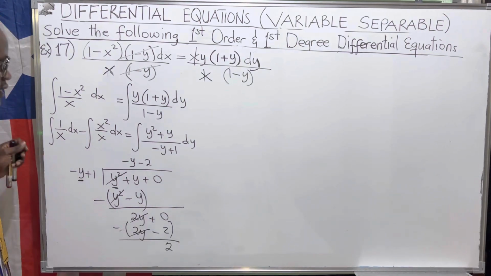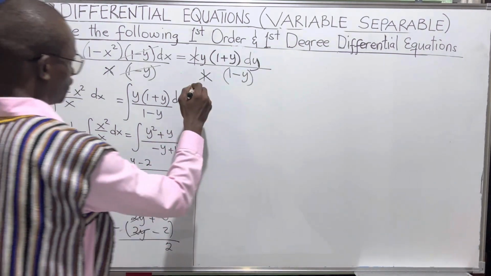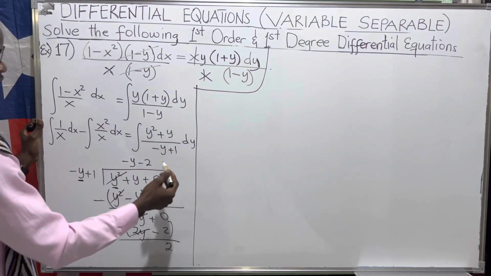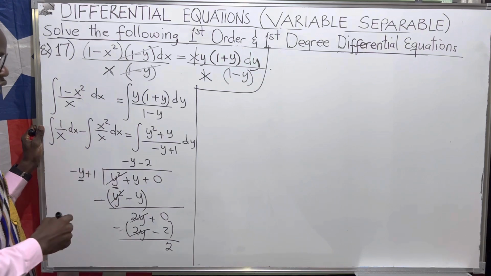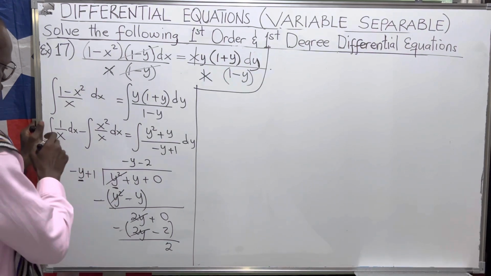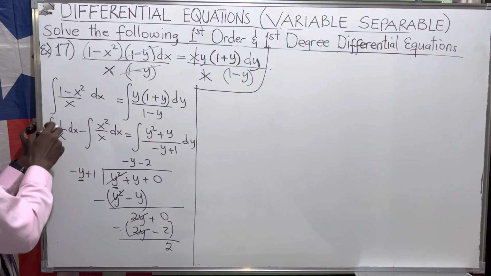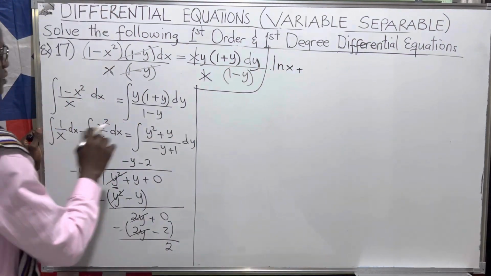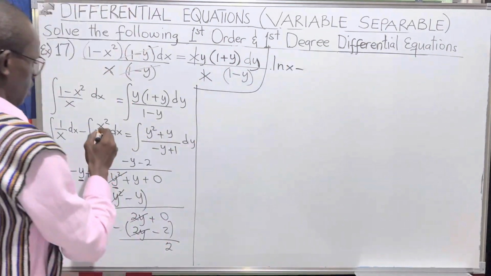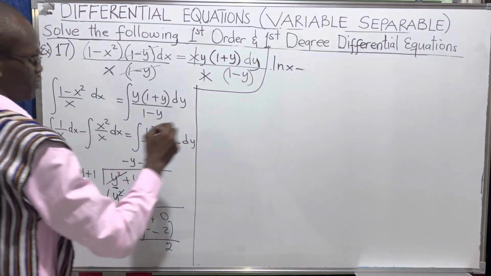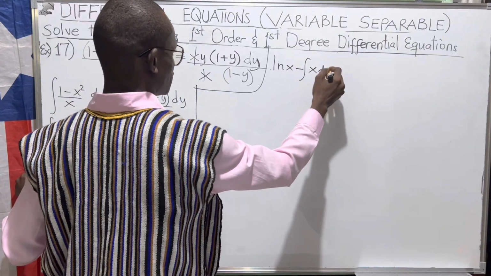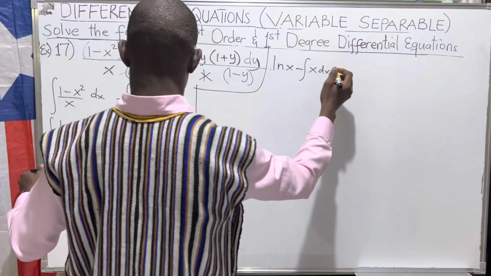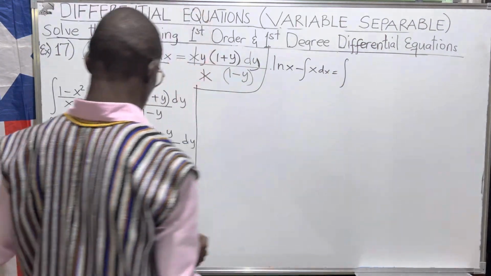Now, whenever you divide a dividend by a divisor, your result becomes the partial quotient. So let's deal with this one first. 1 over x is just the ln of x, and it's minus x squared over x, so we can reduce it. It will just be x dx.